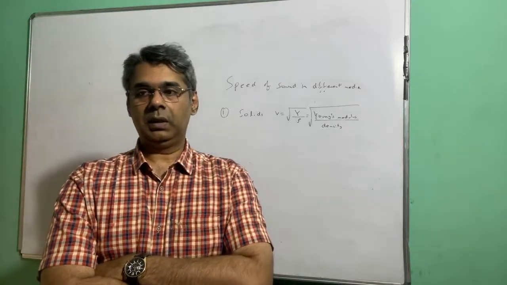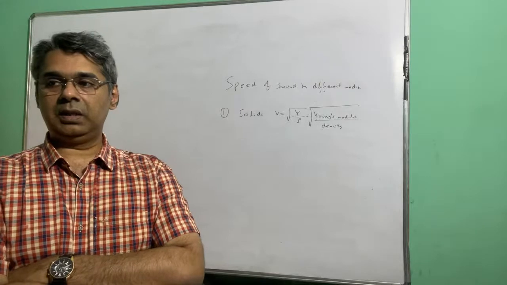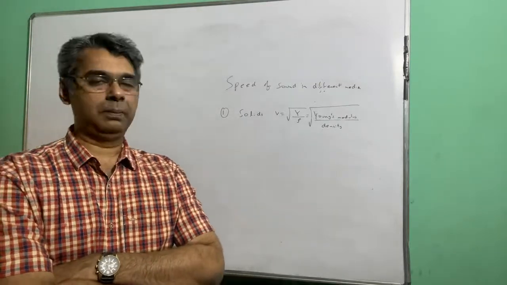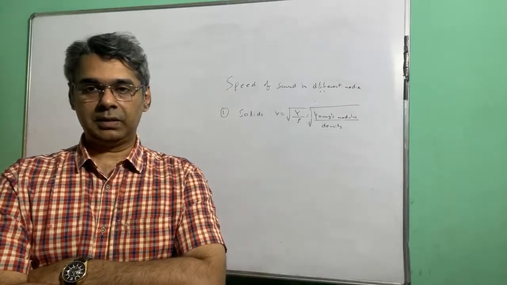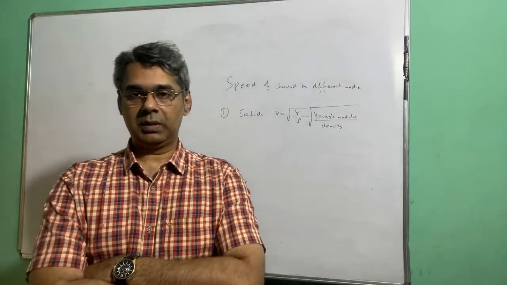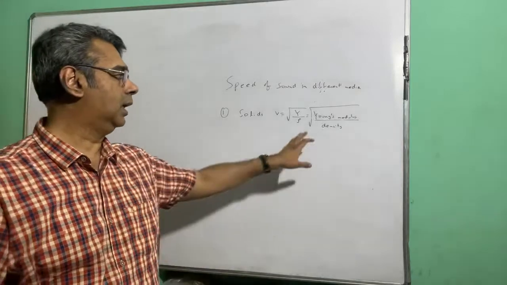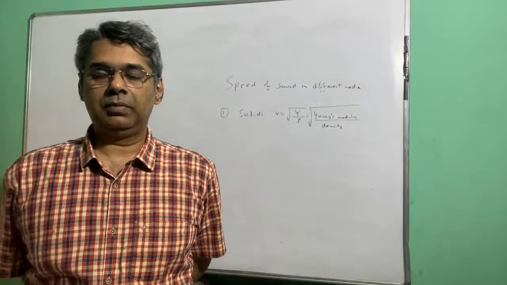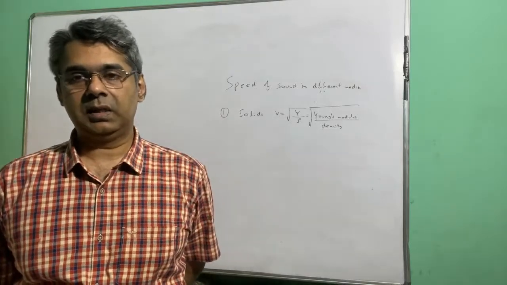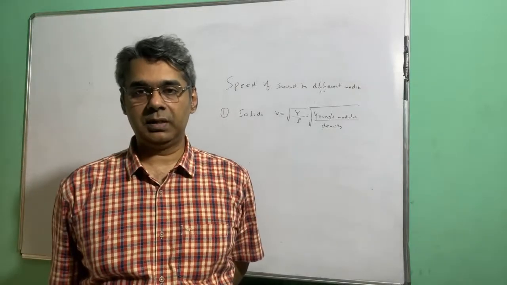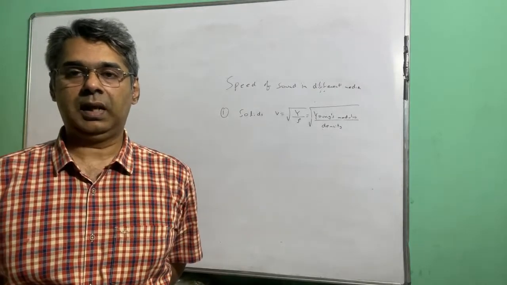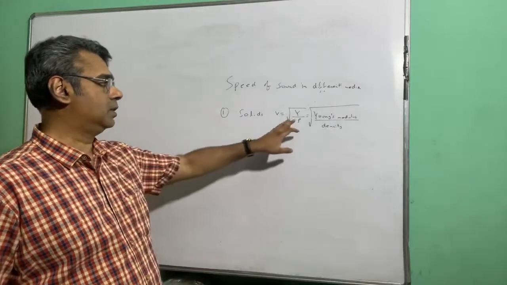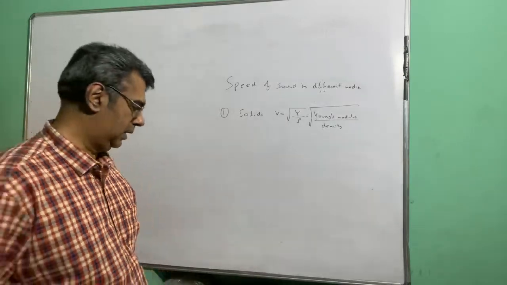It was found that the elasticity of solids is so high that it compensates for the high density of solids compared to liquids and gases. So the overall calculation of elasticity by density is maximum for solids, second liquids and third gases. So speed of sound is highest in solids, second liquids, and least in gases. So for solids it is root over of Young's modulus by density.